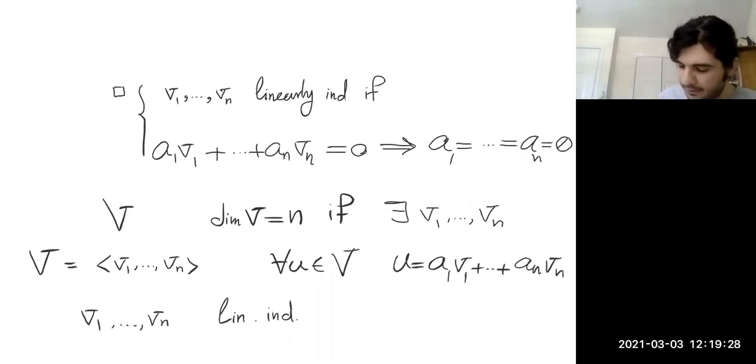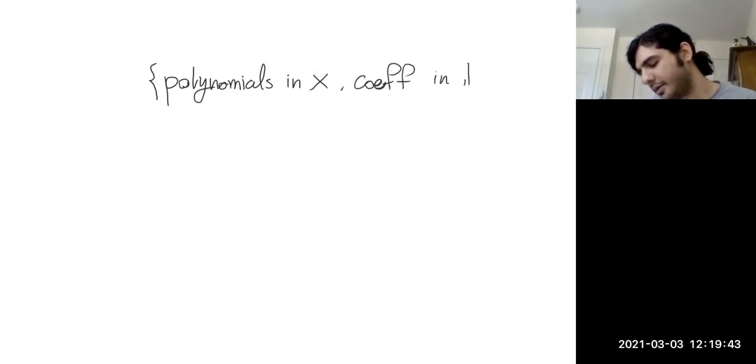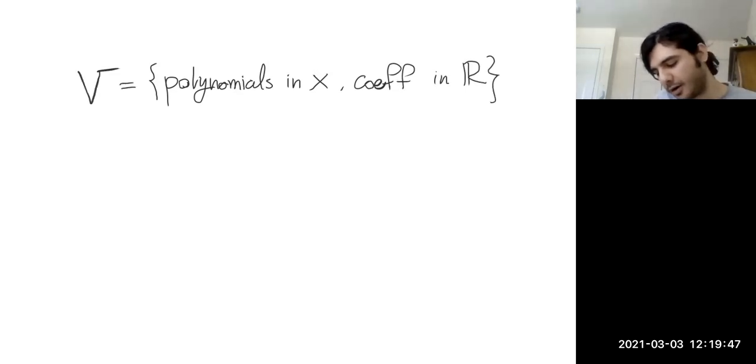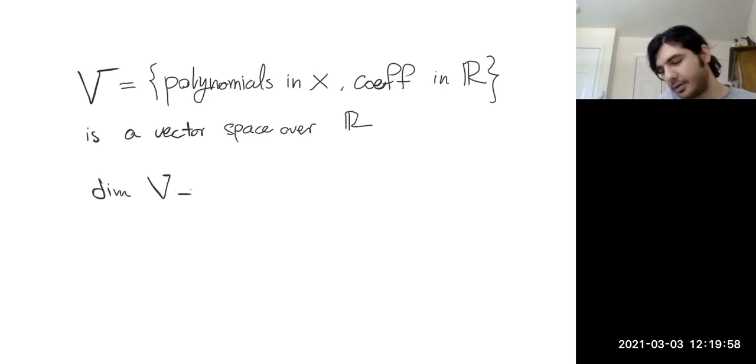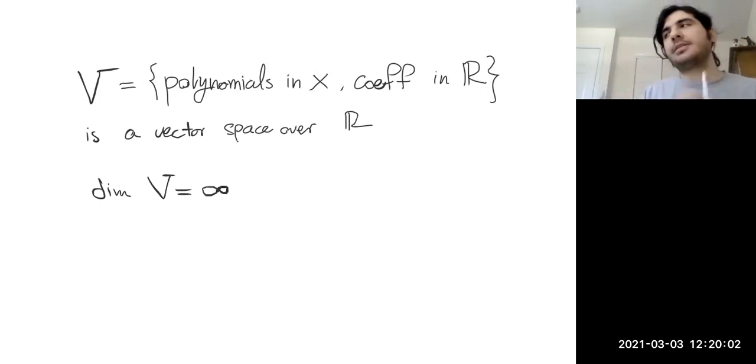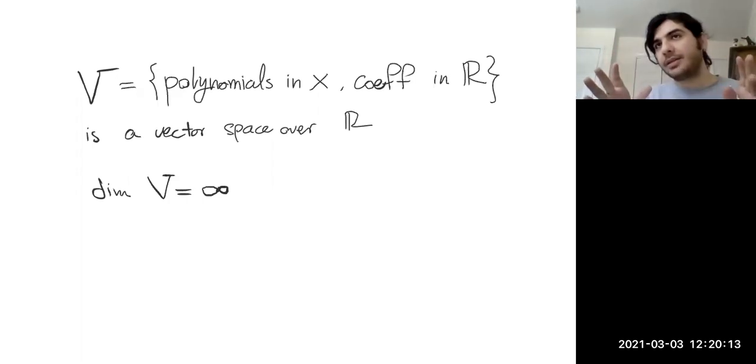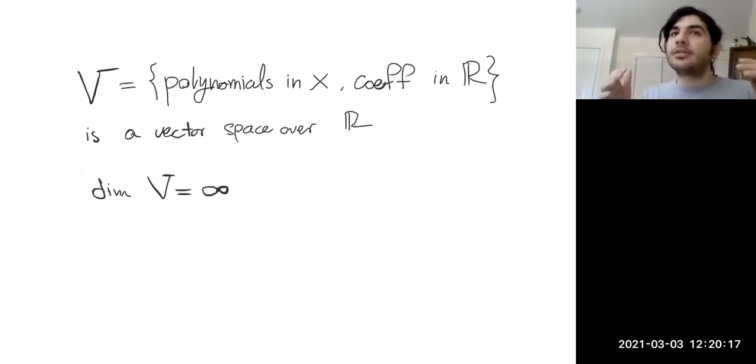So if I want to say, for example, that the vector space of all polynomials in x, where the coefficients are in R, is a vector space over R, and I also want to say this vector space is infinite dimensional, what does that mean? It means there is no set of n elements in this vector space which can construct all of this vector space, whose span is all of this vector space.